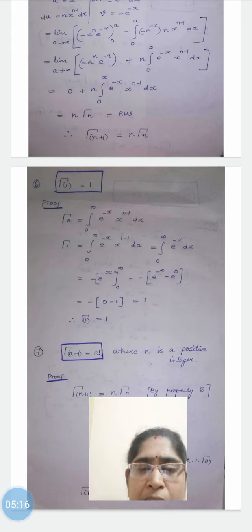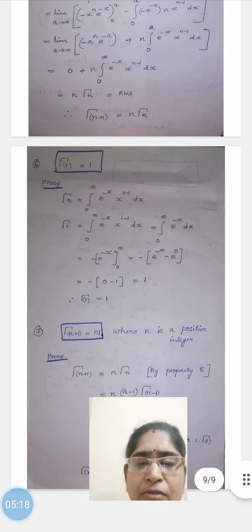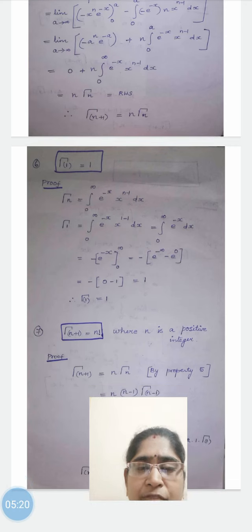Now coming to the last property, gamma of n plus 1 can be written as n factorial. Repeatedly applying the fifth property, you will be getting gamma of n plus 1 is n into gamma n. Once again applying the fifth property, again and repeatedly, we will be getting n into n minus 1 into etc. into 2 into 1, which is nothing but n factorial.